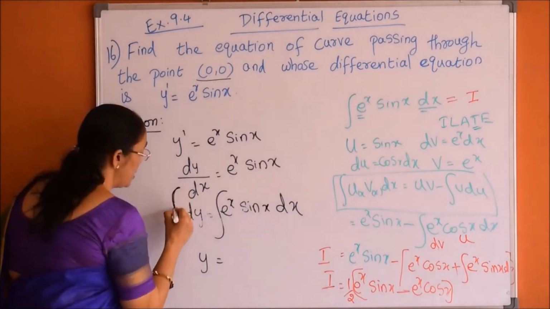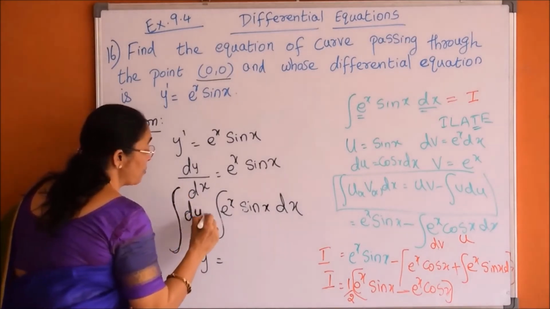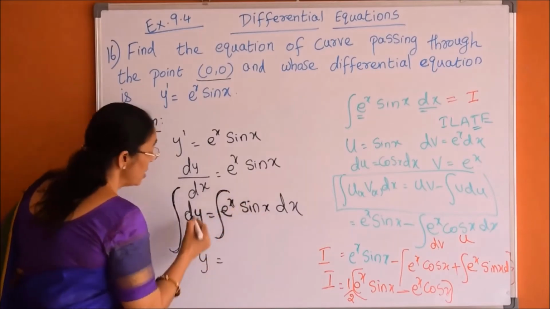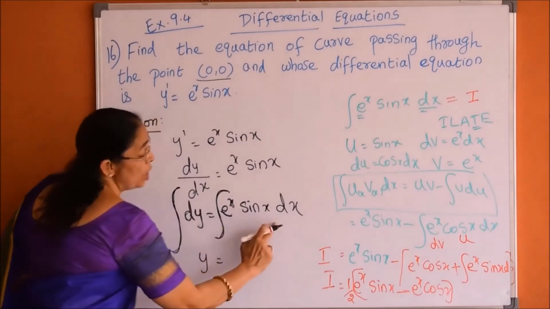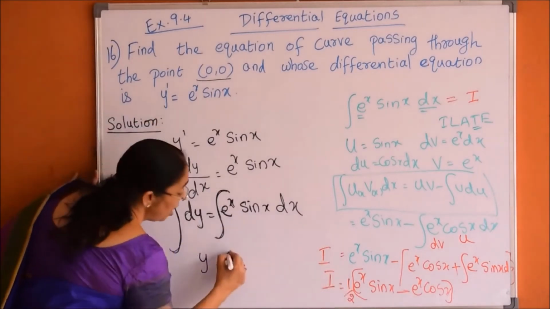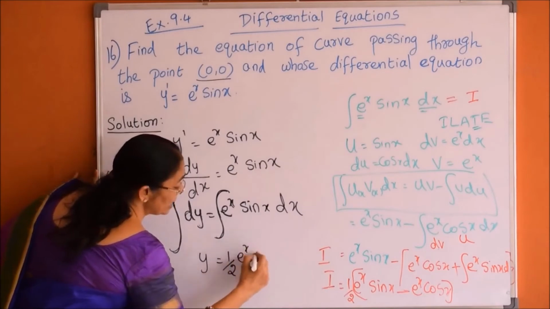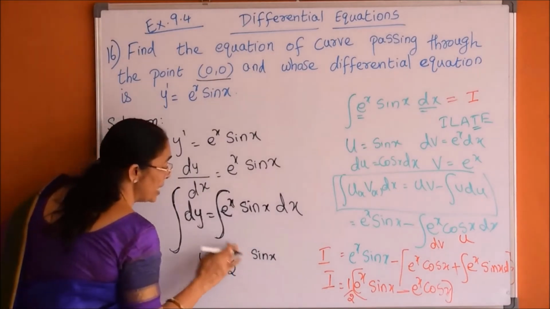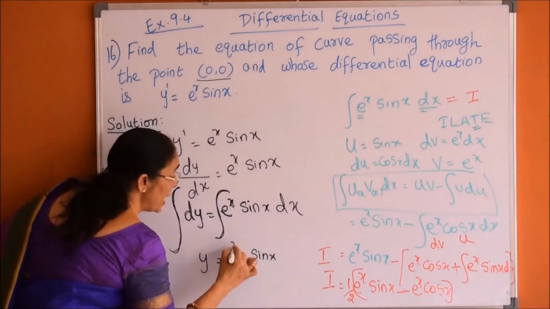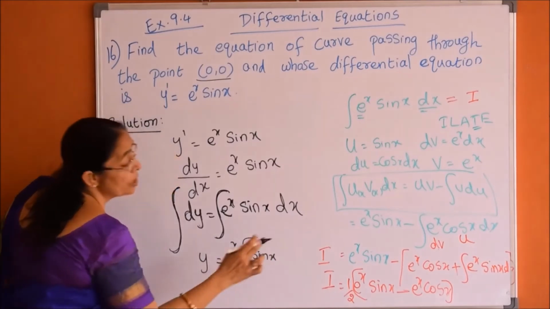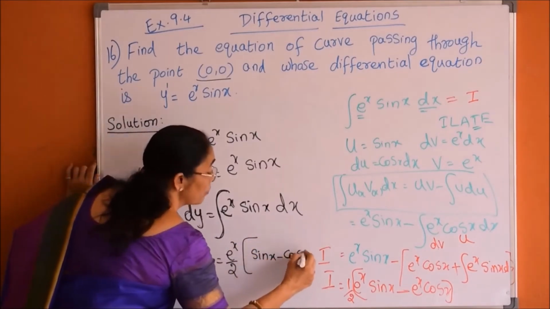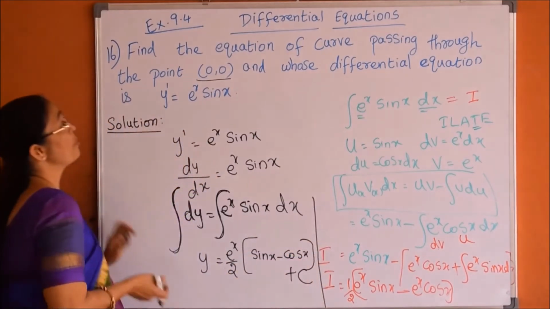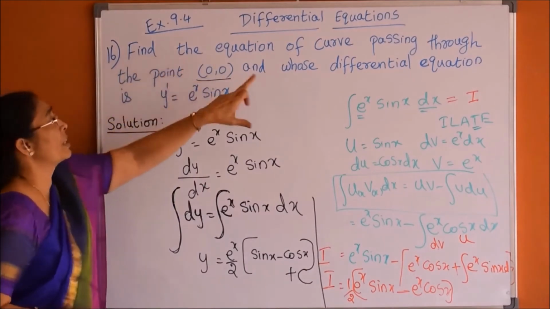So we are doing here, the left hand side is integration of dy, which equals integration of e^x sin x dx. Integration of dy is y. Integration of e^x sin x dx we got as 1/2 e^x sin x minus cos x. I can take e^x outside. So I can write this as e^x divided by 2 of (sin x minus cos x), now plus c.